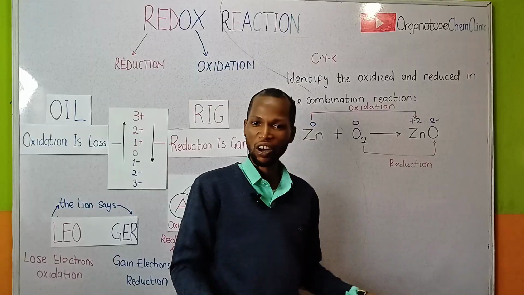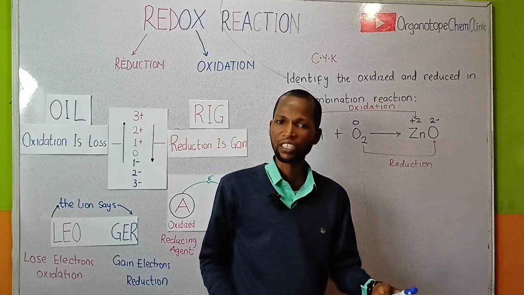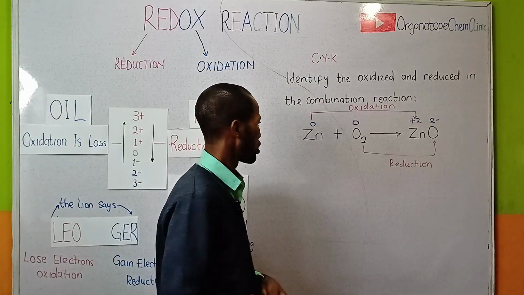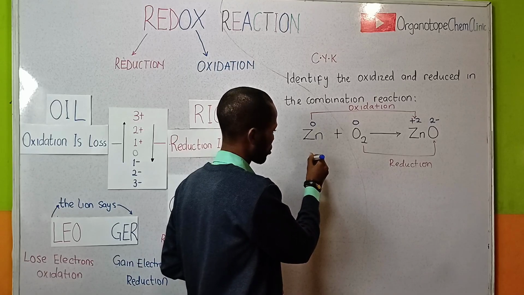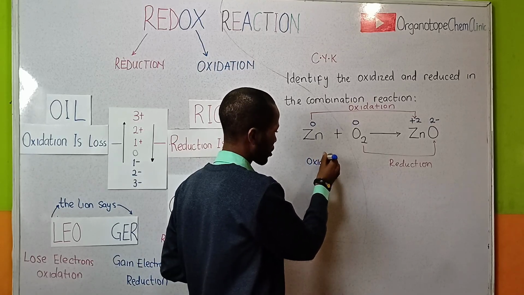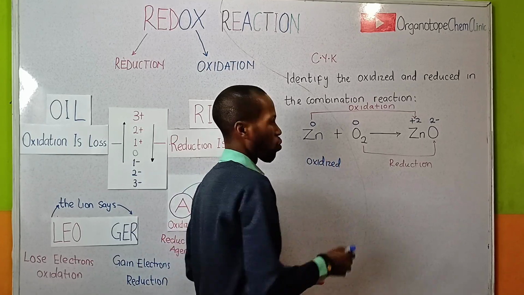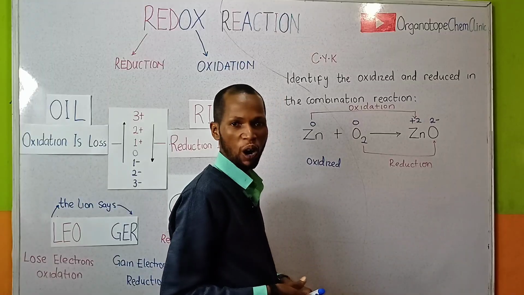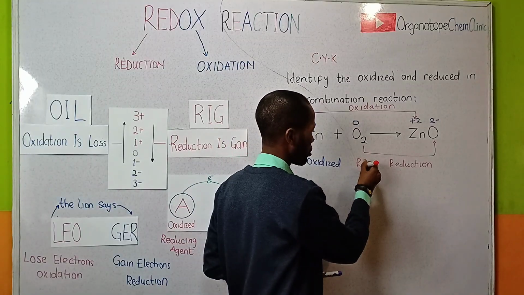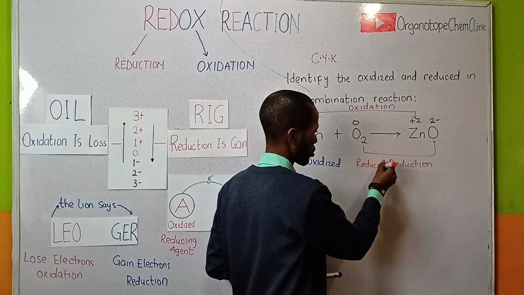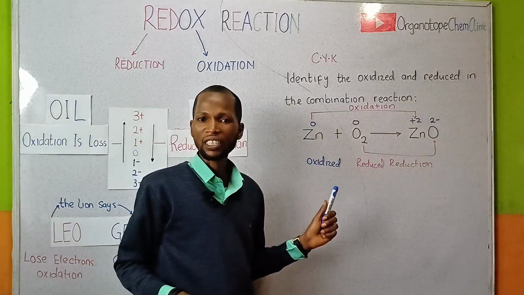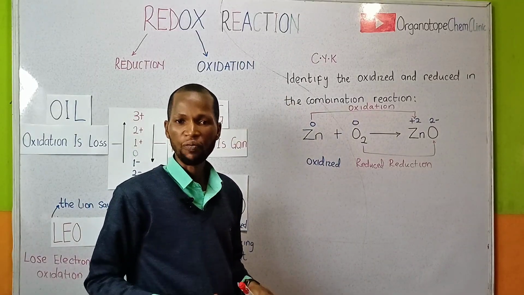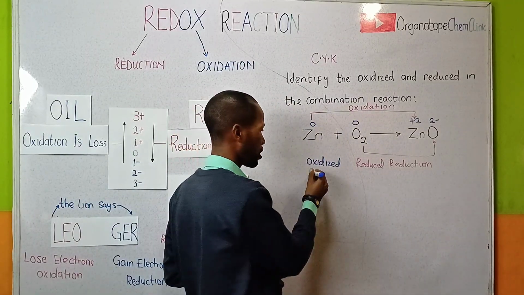Reduction. Which atom is oxidized and which atom is reduced in the process? The zinc is oxidized, while oxygen is said to be what? Reduced. That's right, reduced. So the oxidized atom is referred to as what? A reducing agent.